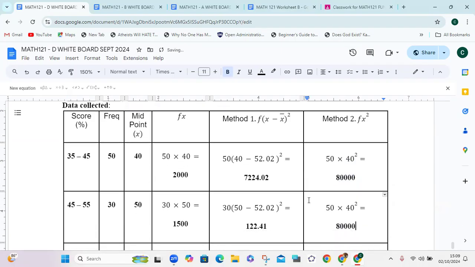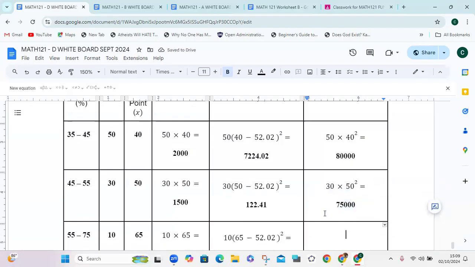The second f is 30, and the second x is 50. So that is 30 times 50 squared. That is 75,000. Now we have to do the third fx squared.